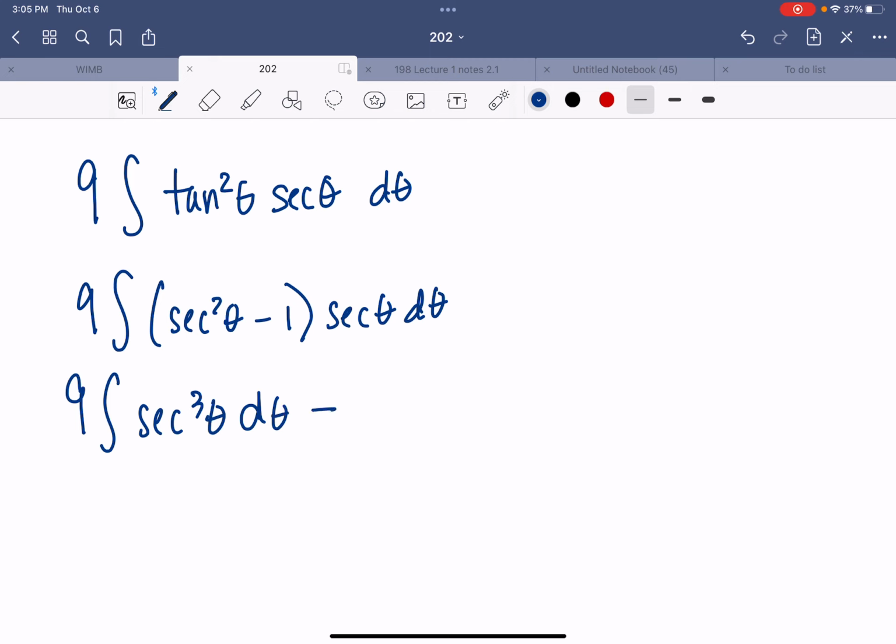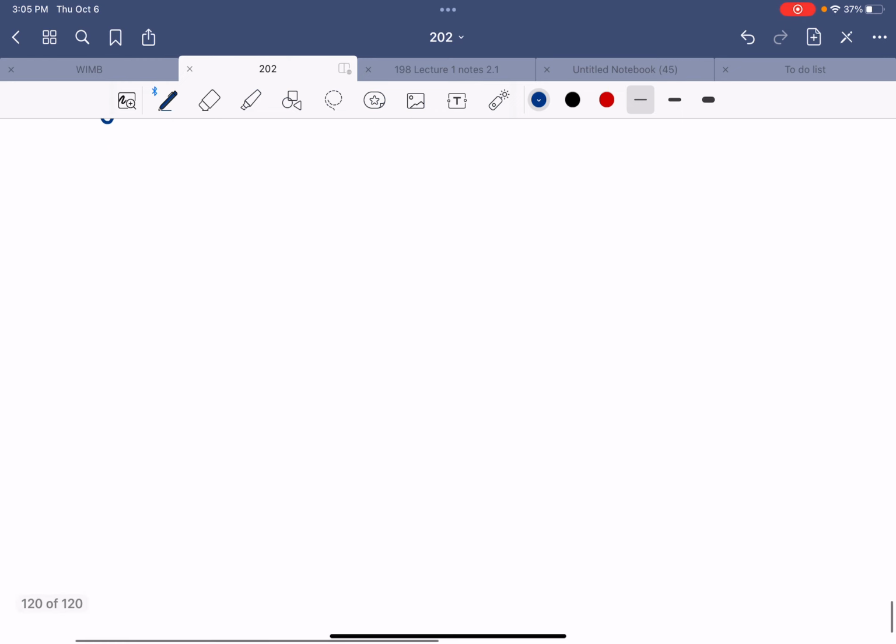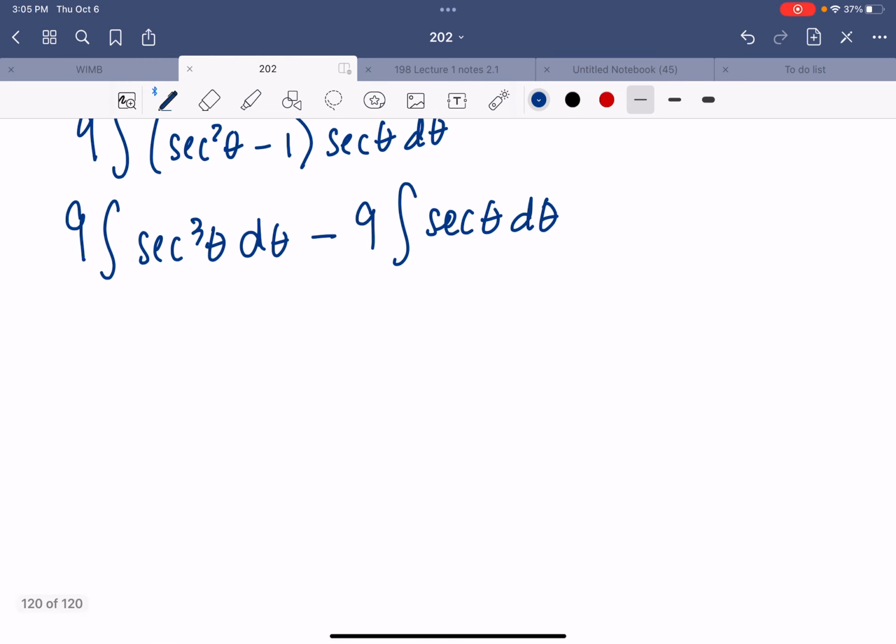And I'm going to split this up. Minus 9 integral of secant theta d theta. Now, the one on the right, we know. This is minus 9 natural log of secant theta plus tangent theta. I showed you how to do that at the beginning of the lecture video. So the question is, what goes here? And this one's not quick and easy.